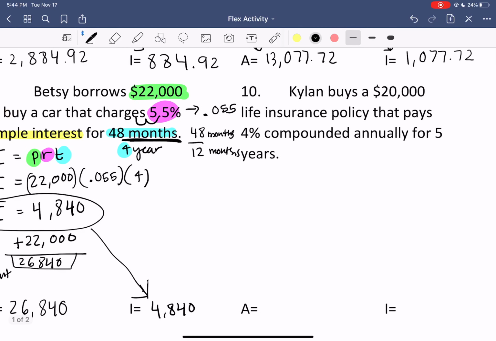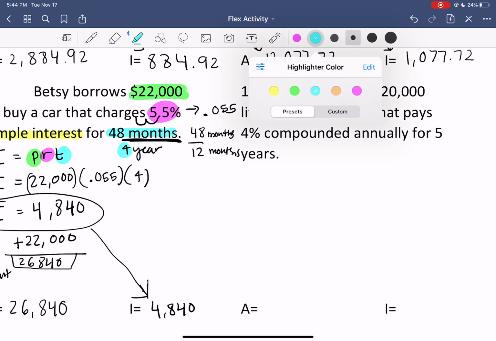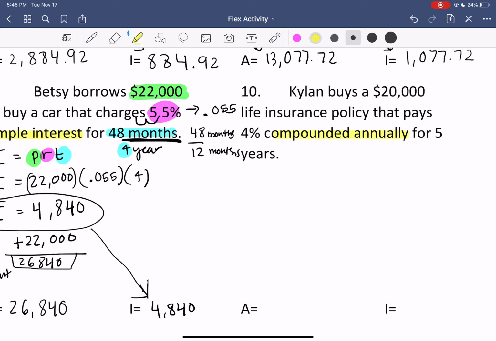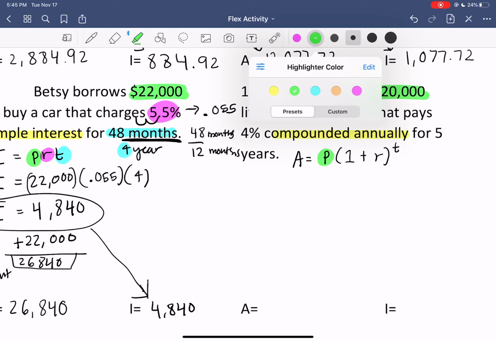And the last interest question we have: Kylan buys a $20,000 life insurance policy that pays 4% compounded annually for 5 years. So we have compounded annually, which leads us to the formula A equals principal times 1 plus R to the T power. And then we're going to go ahead and pull out the numbers that we need. We have the principal.